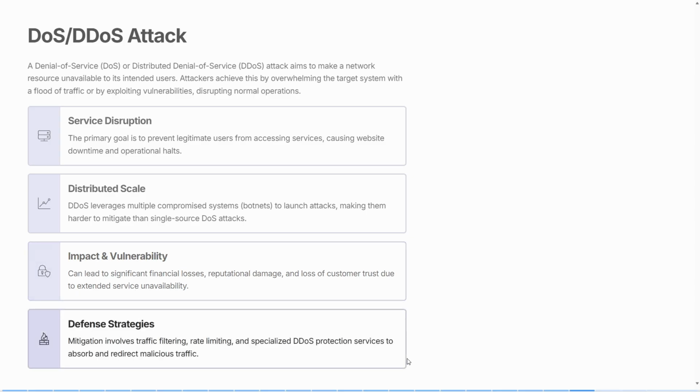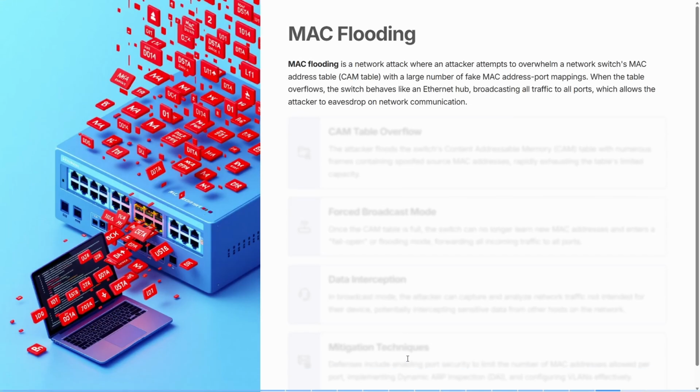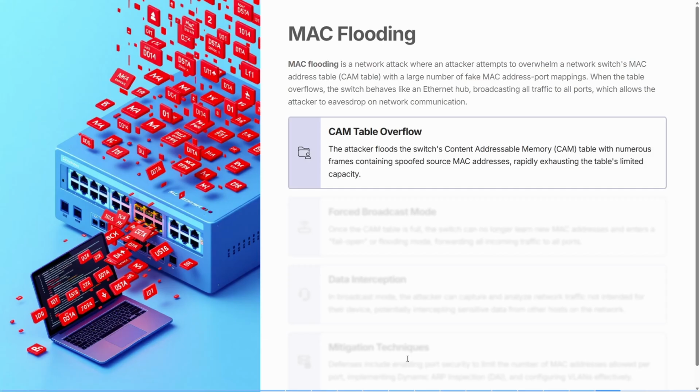All right. So with that being said, the other two options there were MAC flooding. Now, this is where you're trying to overwhelm a network switch with a very large number of fake MAC address port mapping. So basically, when the table is overflowing, the switch behaves like an Ethernet hub and just broadcasts to absolutely everything. All right. So by overflowing that table, by giving it so many MAC address requests, by so many MAC addresses, you're going to overflow that table. It's going to get confused and it's going to broadcast all of that data.